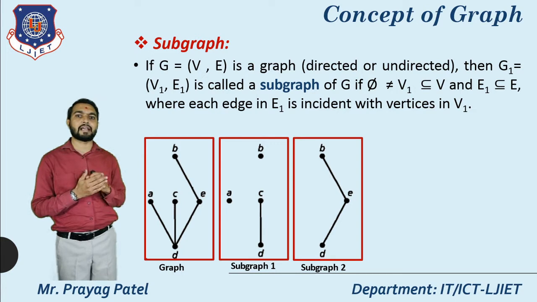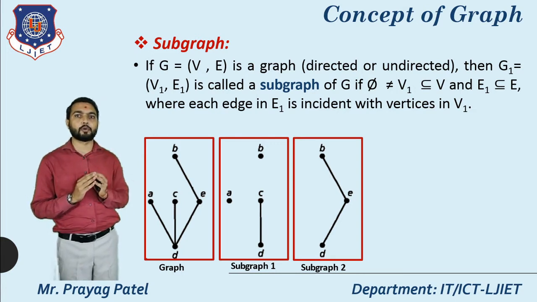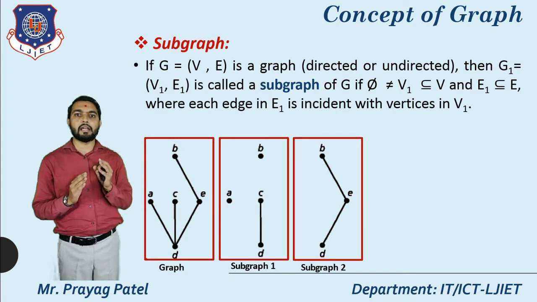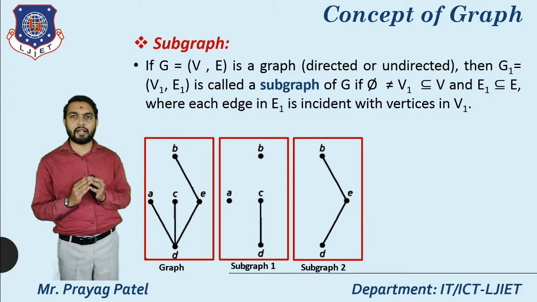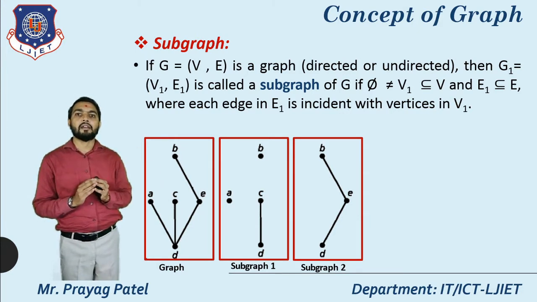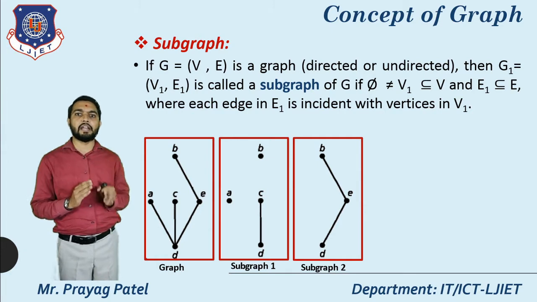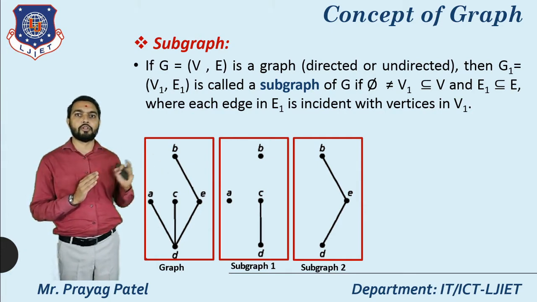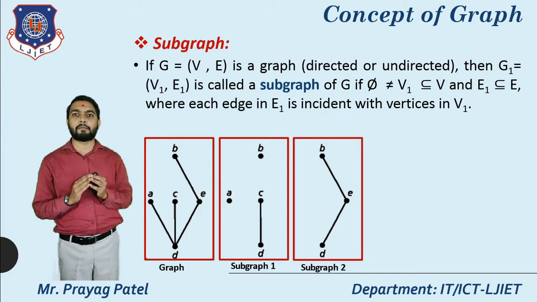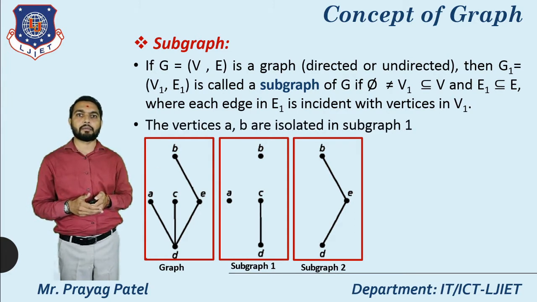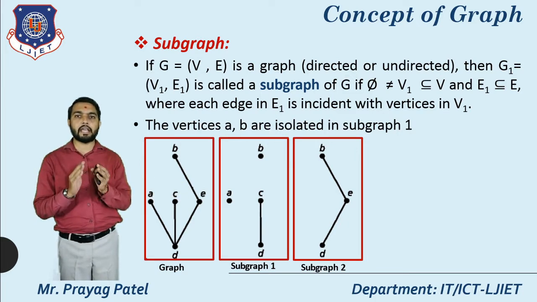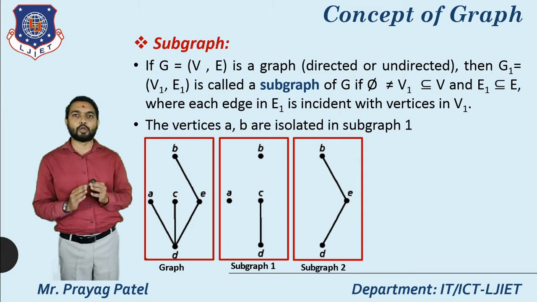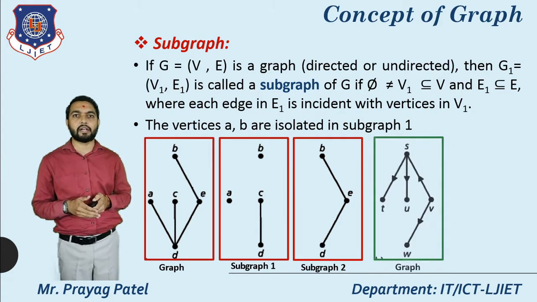Now the second subgraph, subgraph 2. In subgraph 2 we consider the 3 nodes B, E and D. These 3 nodes are also available in the graph. So this is valid as V1 is a subset of V. And second, edge BE and edge ED are available in your subgraph. So these 2 edges are also available in your graph G. So we can say that this is a subgraph. Now in subgraph 1, vertices A and B are considered isolated vertices because they are not connected. So A and B are isolated vertices.